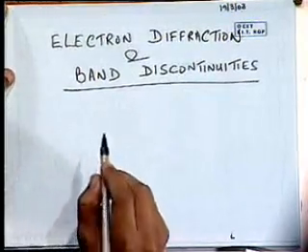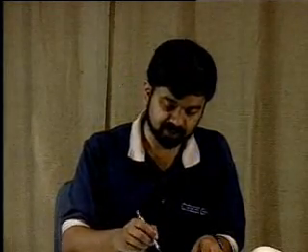We've spent a lot of time in the metals so far. And as we go into semiconductors, I want to use this lecture sort of as a bridge in the theory: why is it that there are band discontinuities, energy gaps in semiconductors, but are there actually such gaps in metals? And what is the difference between them in terms of electron diffraction?